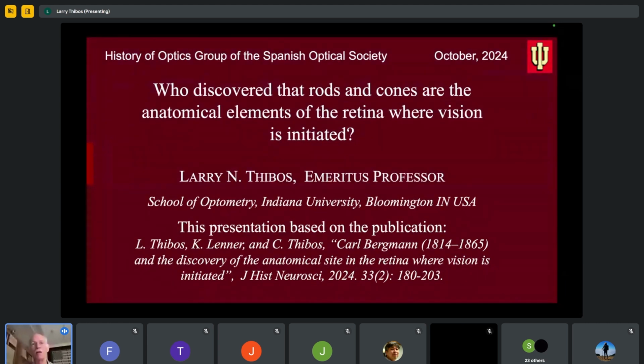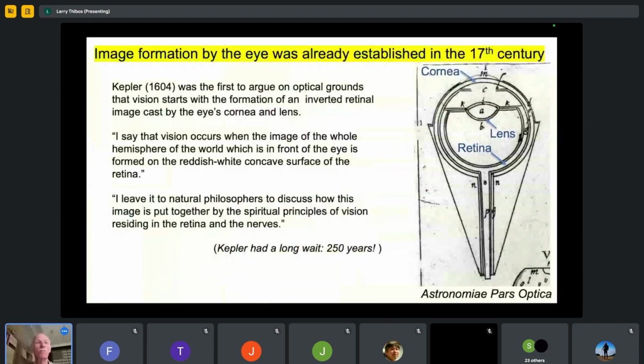Before focusing our attention on this historical question, however, I think it will help to recall how we came to understand the eye more generally as a biological optical imaging system. Well, image formation by the eye was already established in the 17th century. After a lot of confusion and wild speculations, it was Kepler who really established a definitive idea.